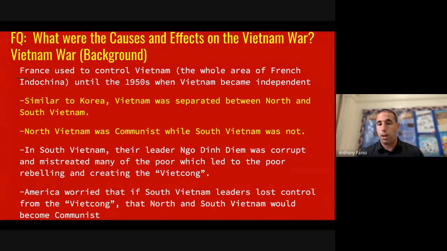While that's going on, North Vietnam sees an opportunity to reunite Vietnam under one particular country. So America was really worried that if South Vietnam's leaders lost control to the Viet Cong and there was this uprising, North and South Vietnam would become communist and become one country. The Korean War and Vietnam War are so similar in that aspect. If you remember how the Korean War got started, the Vietnam War is the same way. The big difference is the Vietnam War lasts about 17 years, where the Korean War lasts about 3.5. So let's keep it going here.